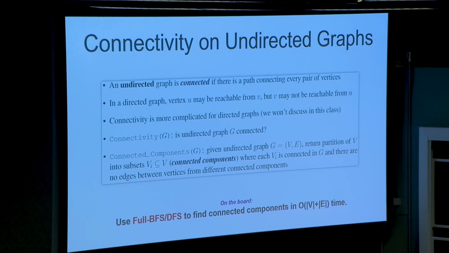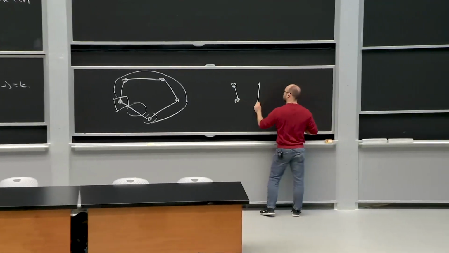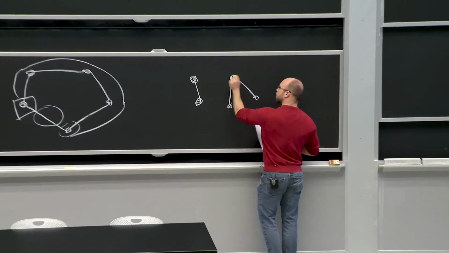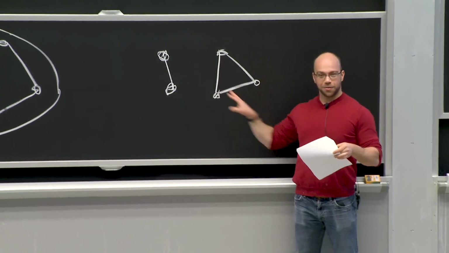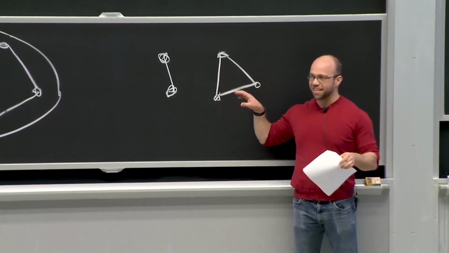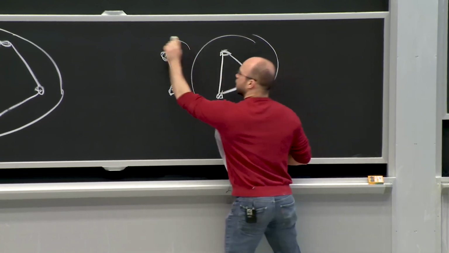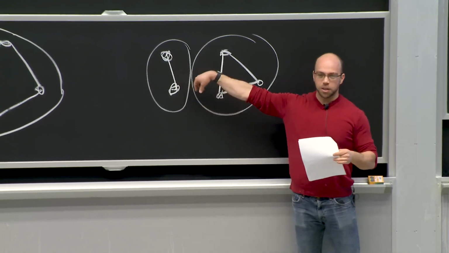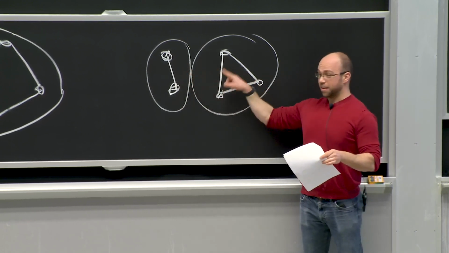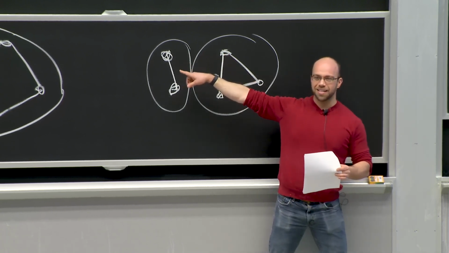Let's see an example. Let's say that I have a graph which has an edge and then a triangle. This is one graph. There's a collection of vertices and there's a collection of edges. But it has two connected components, the one on the right and the one on the left, meaning that each vertex here is reachable from every other vertex here. Each vertex here is reachable from every vertex here, but there's no edge that goes from the triangle to the line segment.